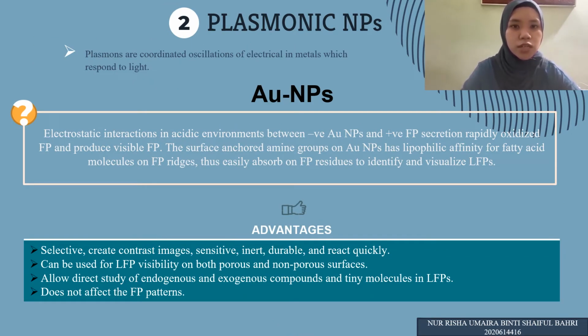Plasmons are coordinated oscillation of electrical emitters which responds to light. An example is gold nanoparticles. In an acidic environment, gold nanoparticles and fingerprint sweat interact electrostatically. This interaction between negatively charged gold nanoparticles and the positively charged fingerprints quickly oxidize and producing visible fingerprint.